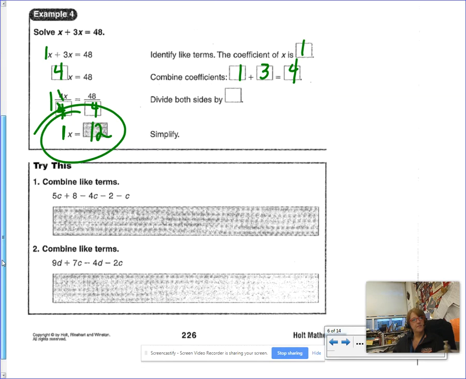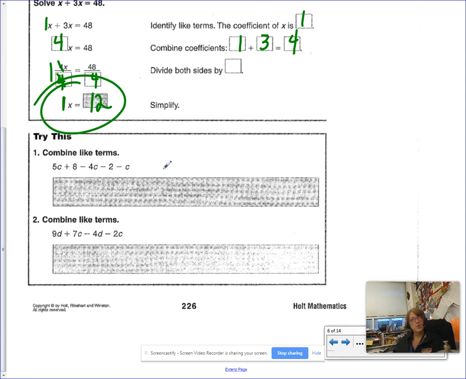There you go. Let's look at a couple of these. Can you combine this whole mess into something far more compact, succinct? Go ahead, pause the video, do these two, and let's see how you did.